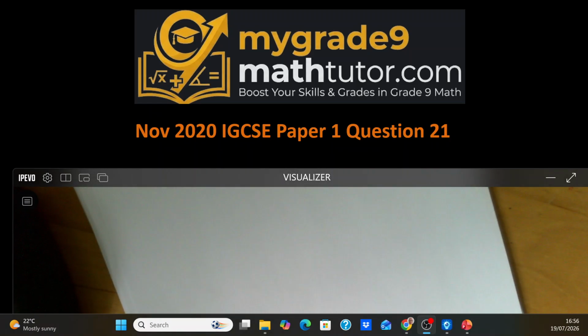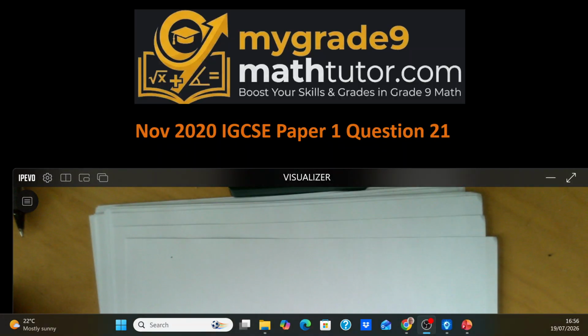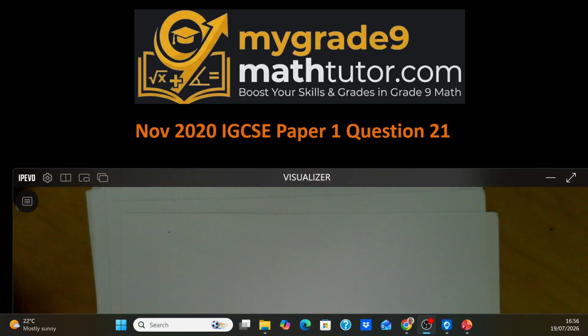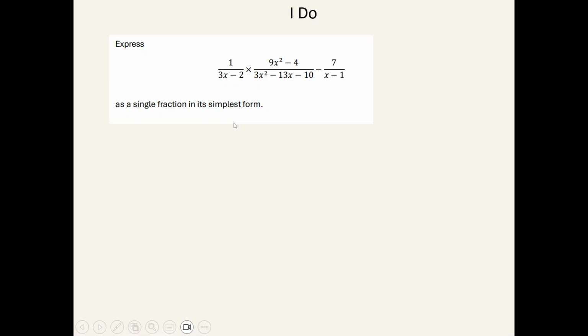For the walkthrough of November 2020 IGCSE Paper 1 question 21. Hopefully you've had a go at the question and you're looking at this to figure out where you've made a mistake, or the working hasn't helped you. I'm going to do a question, then you're going to do a similar one, and then there is the worksheet to follow on the website.